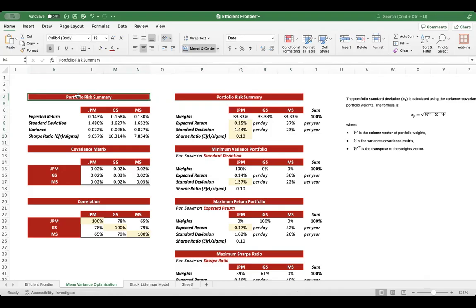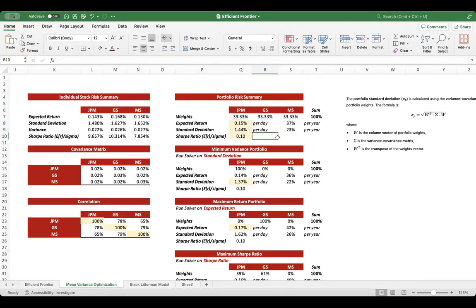This was the individual stock risk summary. But here what we have calculated is the portfolio risk summary. This is more for a portfolio level.